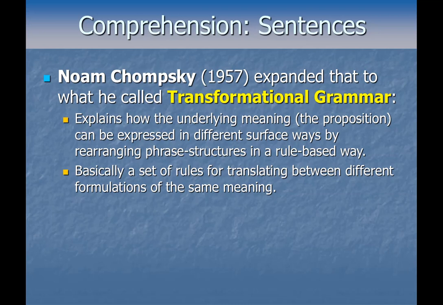So his transformational grammar was basically a theory for explaining how the underlying meaning, the proposition or claim about the world, can be expressed in very different surface ways by rearranging those phrase structures around in a rule-based way. In other words, transforming from one surface phrase structure to some other surface phrase structure in a way that maintains the same underlying deeper meaning. So basically, his transformational grammar was him outlining a set of rules for translating between different formulations of the same meaning.